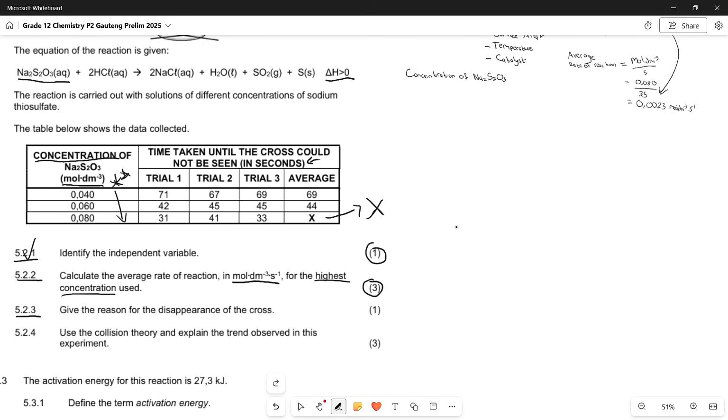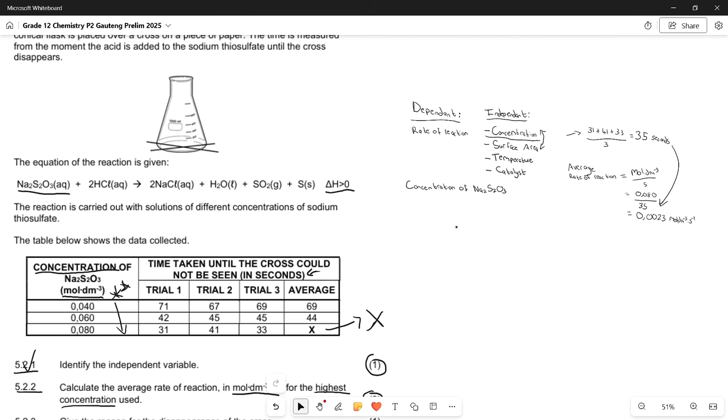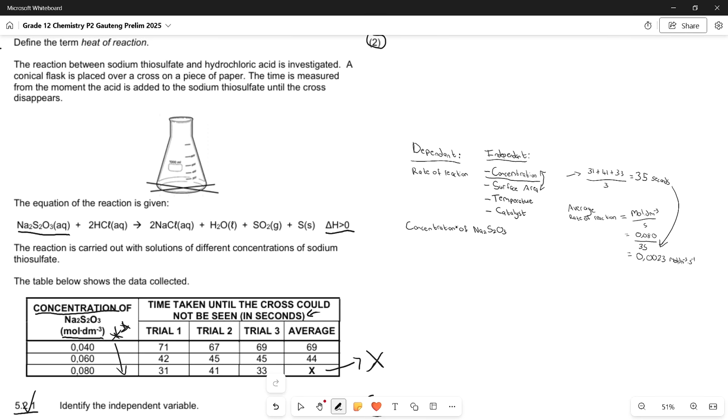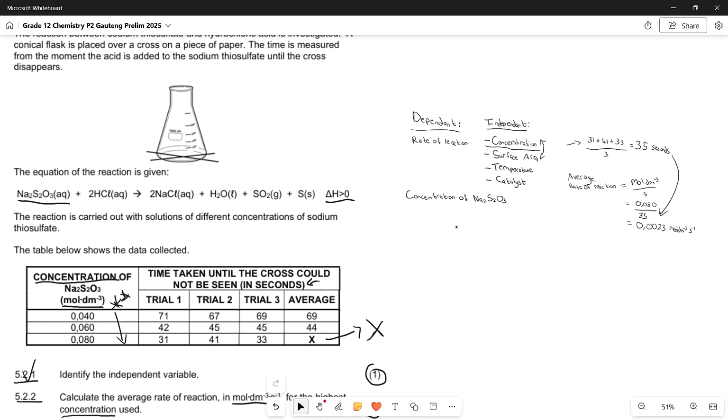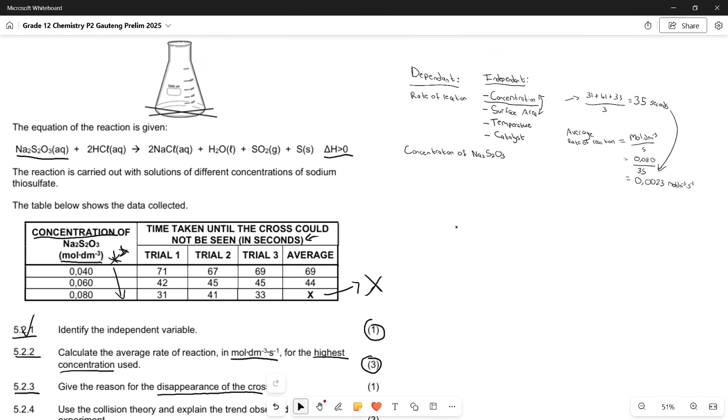And then 5.2.3 says, give the reason for the disappearance of the cross. So we have the disappearance of the cross, just as they mentioned at the start of the investigation, this whole cross would disappear. Okay, it won't dissolve, it is underneath, but why won't we see it?